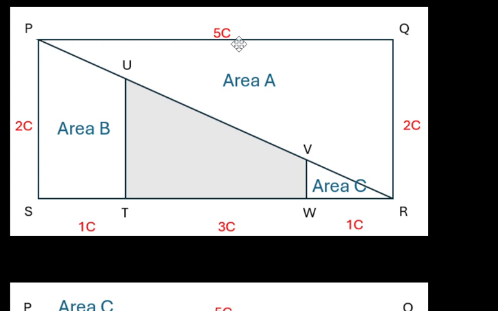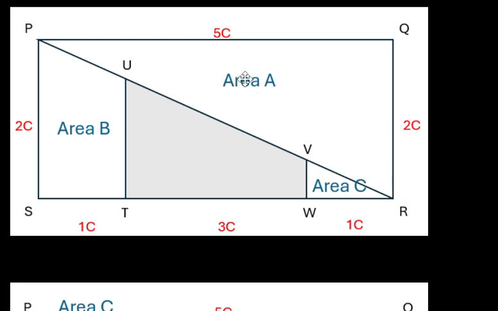So I repeat, you take the area of the rectangle minus area A, area B, and area C. What is left over is exactly what you want, which is the shaded area. Okay, so the area of the rectangle is quite straightforward. It is 5C times 2C, and you already know the value of C.